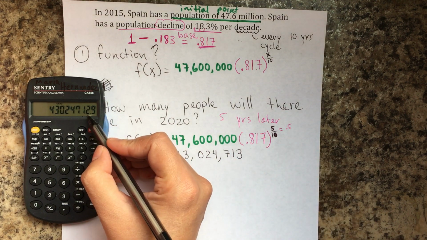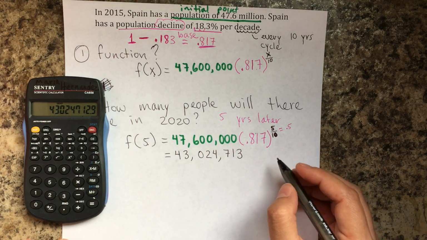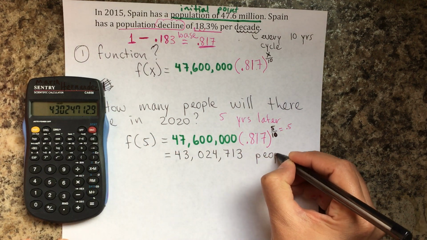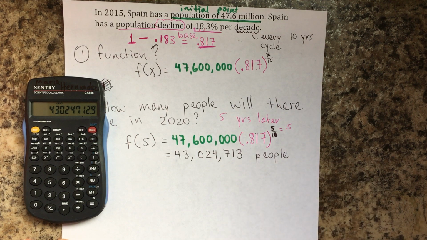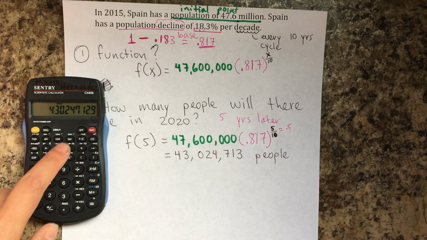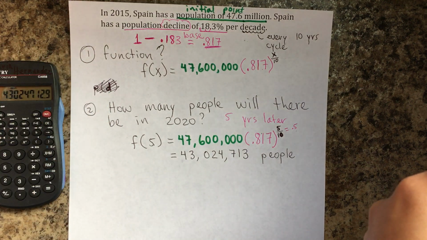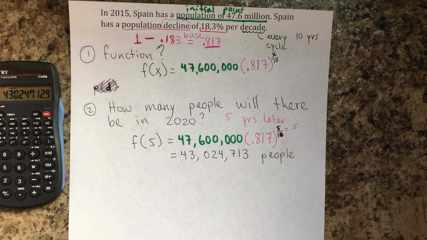It's 43,024,713. We round up because the number after the decimal is a 9. So that's how many people there are going to be after half a decade. That's what this means, half of a decade. Okay, how many people will there be in 2050?